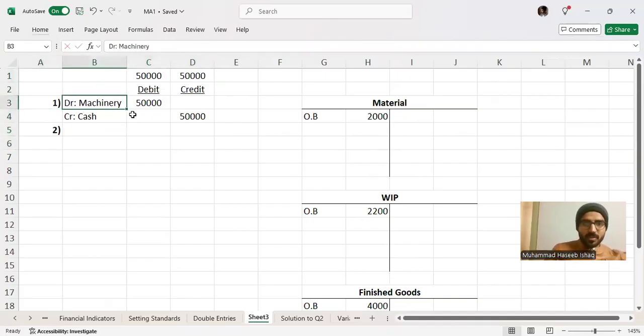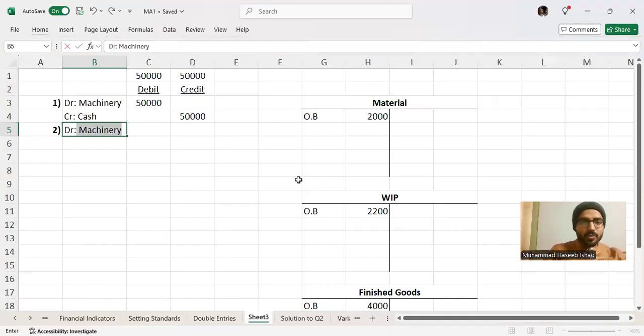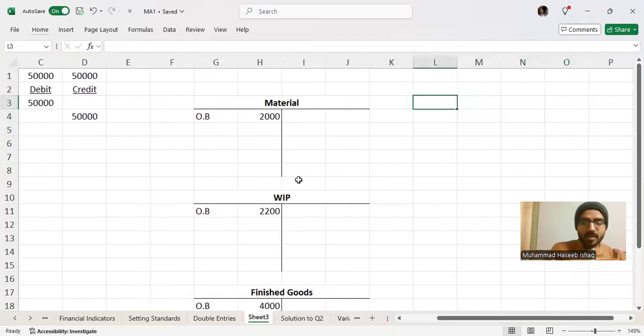I believe you must have remembered this transaction from your FA1. Of course, whenever you purchase machinery on cash, this is the double entry for it. So let's move to the second transaction, and that is material bought for 12,000 cash. I believe this must also be a transaction that is familiar to you from the FA1 exam. So what is the double entry for it? Material, our expense, or you can say our asset, is increasing, so that is why we are debiting. If I can just write the rule for the double entry, the way I teach it is dead click.